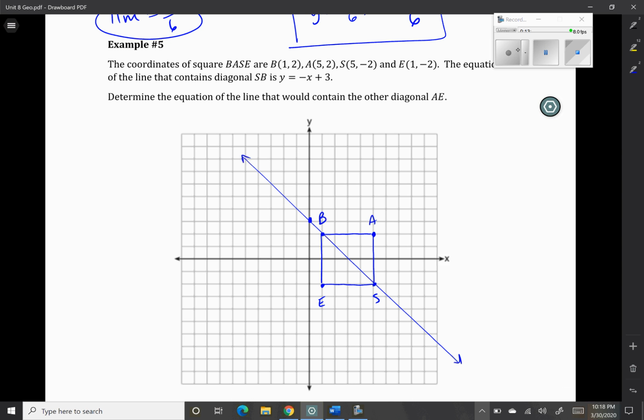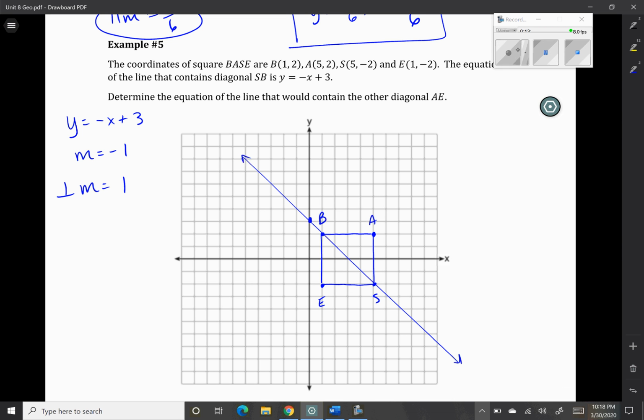Now, one of the things that we learned in the parallelogram chapter was that a square has diagonals that are perpendicular to each other. So that means the equation of the line that would cut through AE would also be perpendicular to this line. So this line has the equation y equals negative x plus 3. The slope of this line is negative 1. The perpendicular slope to that is positive 1.